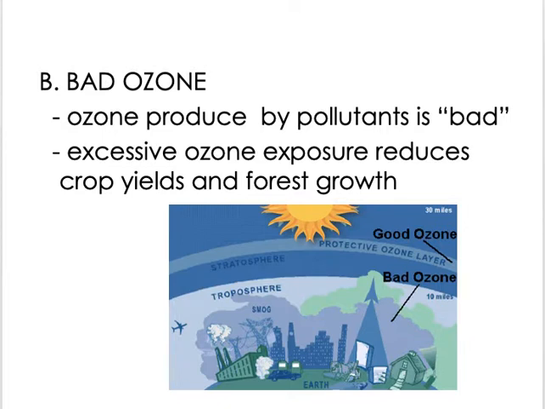So, aside from the good ozone, there is also bad ozone. That is within the troposphere, or near the surface of the Earth. That is ozone produced by pollutants, which is bad. Excessive ozone exposure reduces crop yields and, of course, forest growth. The bad ozone here, particularly, you have the smog, for example, the overproduction of smoke from factories, which can build up within the layer of the atmosphere, particularly in the troposphere, so they can contribute to what is called bad ozone.